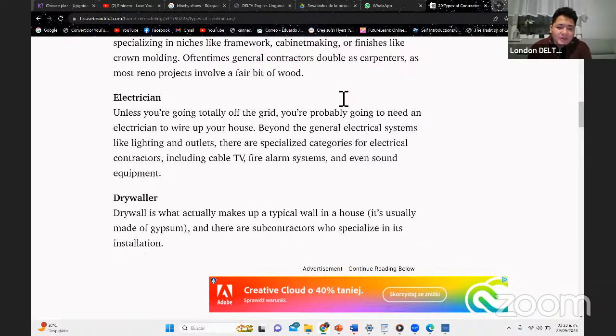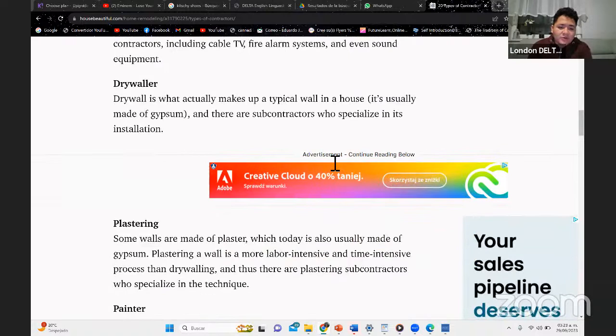Well, we have the drywaller. Drywalling and plastering are similar, but anyway. Please, let's read about the drywaller.